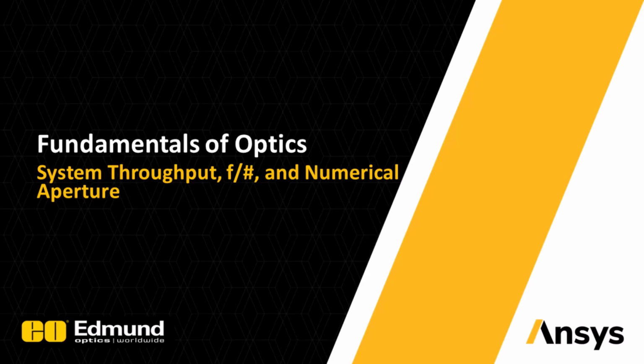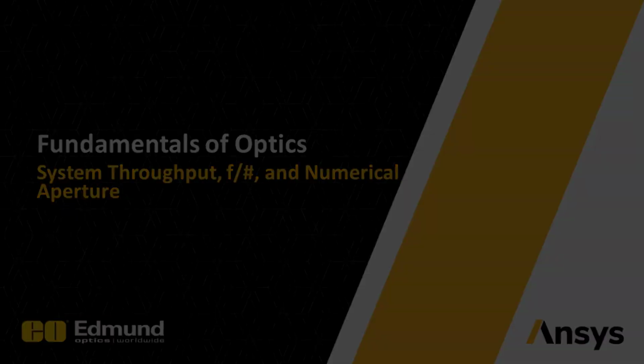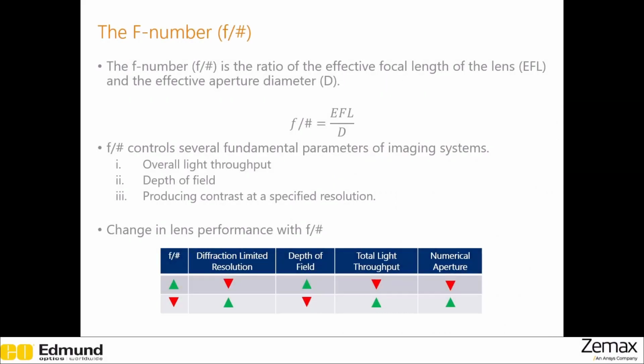In this section, we will discuss some of the most important parameters that will be very important in understanding lens specification. The first one is the f number. It is defined as the ratio of the effective focal length and the entrance pupil diameter. This is one of the most important parameters that you will encounter in optical system design.